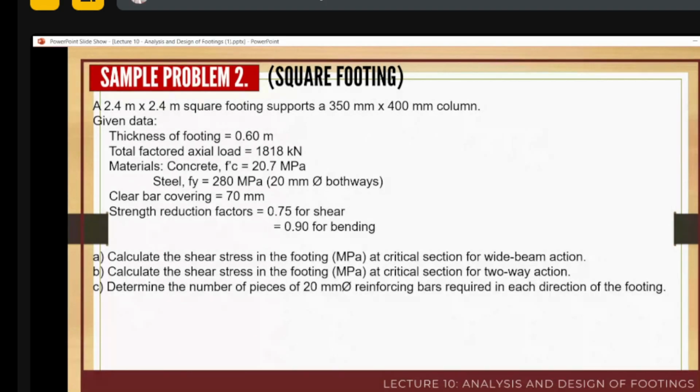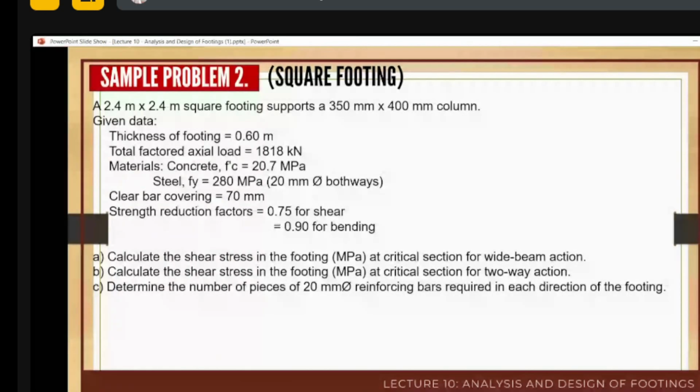1, 2, 3, 4, 5. Oh, wala yung, wala. Ano pa ba? Shear capacity. Ultimate shear capacity. Hello, are you there?